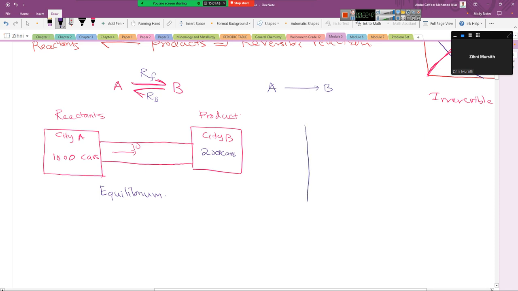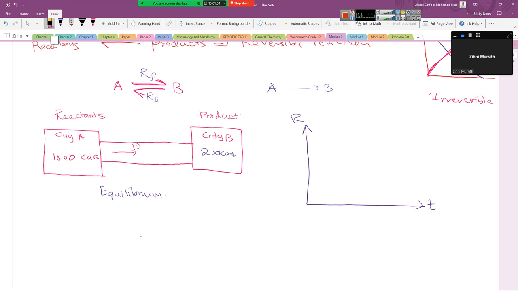Now if I draw a diagram for rate and time for this type of reaction, it will be something like this, right? Now, did you study this equation? R is equal to K1 times the concentration to the power n. Okay, so you didn't study chemical kinetics, right?